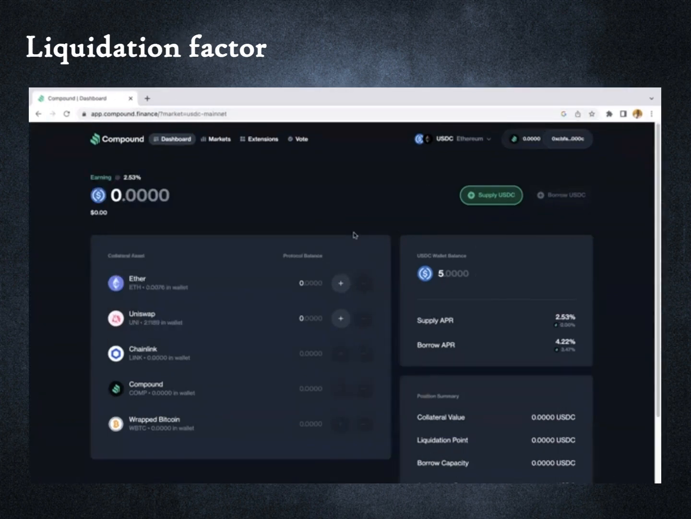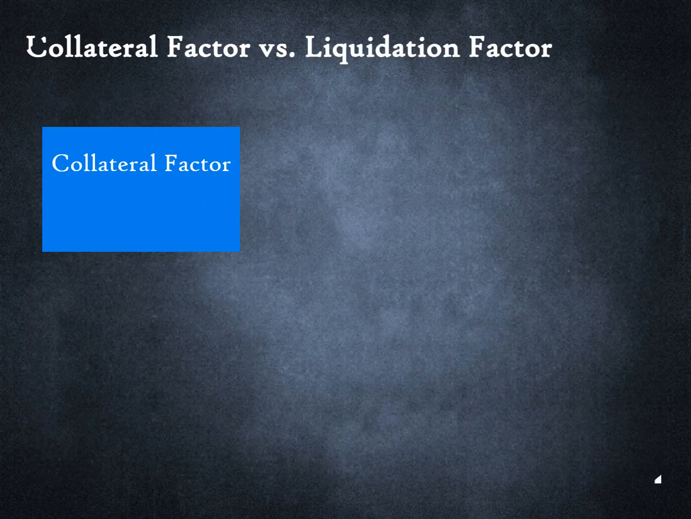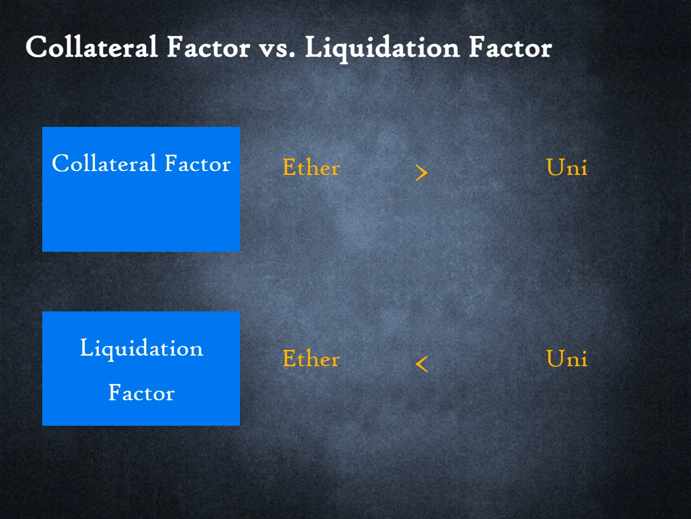Now we will compare the liquidation factor of Ether and Uni. Ether's liquidation factor is 90%. This means that the liquidation engine will take away 90% of the collateral in a liquidation scenario. For Uni, the liquidation engine will take away less, at 81%. We can conclude that Ether has a higher collateral factor than Uni but a lower liquidation factor.